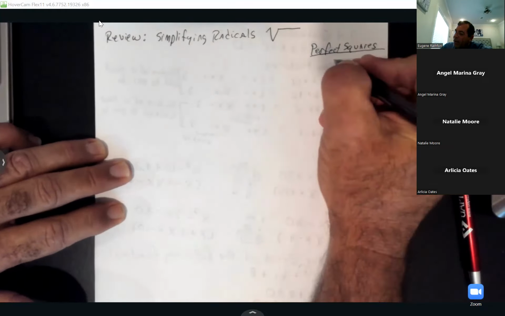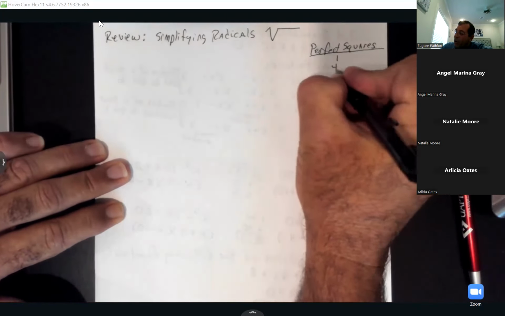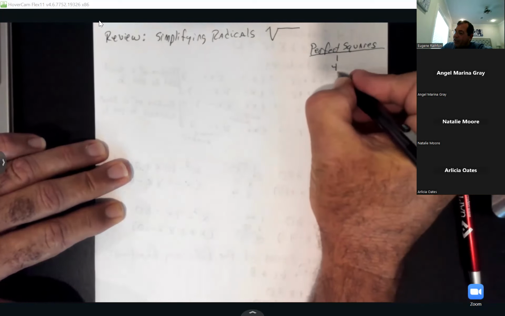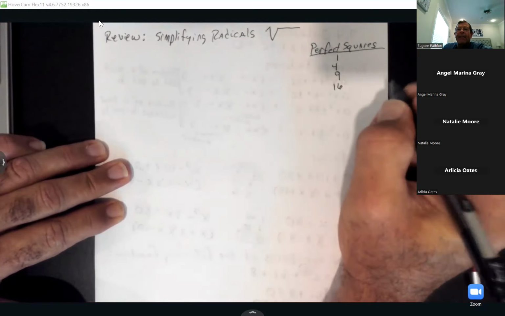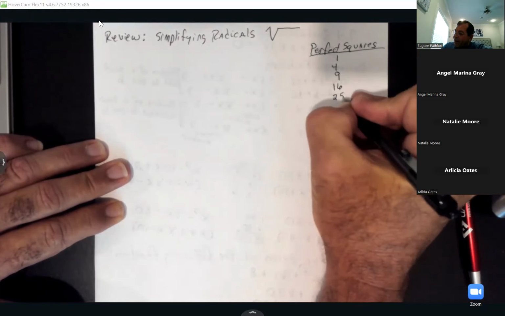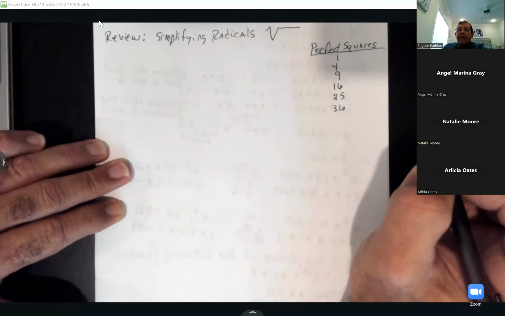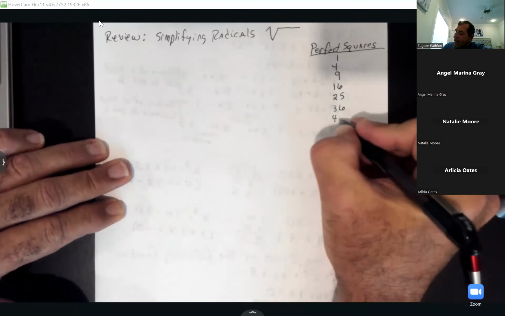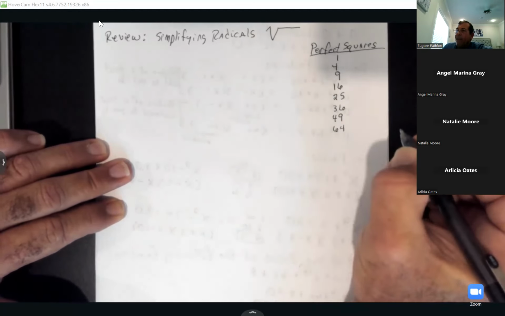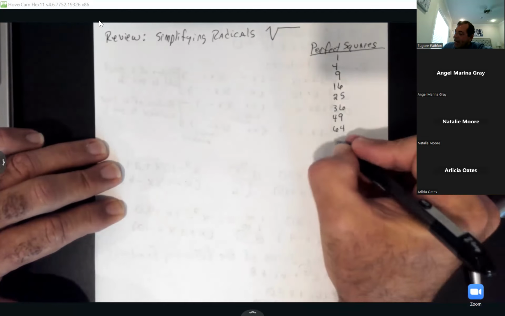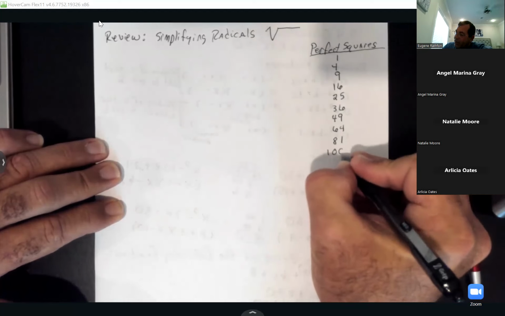All right, y'all, perfect squares. 1 times 1 is 1. 2 times 2 is 4. 3 times 3 is 9. 4 times 4 is 16. 5 times 5 is 25. 6 times 6 is 36. 7 times 7 is 49. 8 times 8 is 64. 9 times 9 is 81. 10 times 10 is 100.